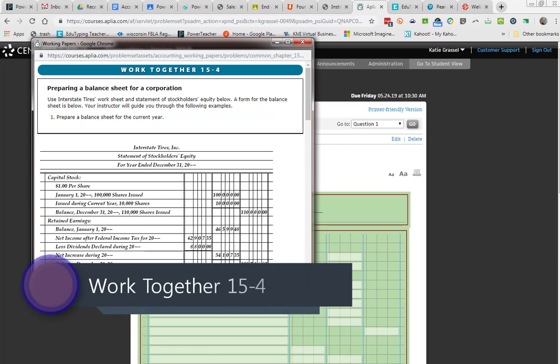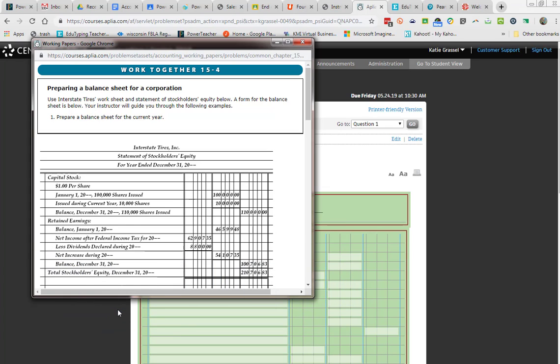All right. Work together, 15-4. Here's our directions. Use the Interstate Tires worksheet and statement of stockholders' equity below. A form for the balance sheet is below. Your instructor will guide you to the following examples. It says, prepare a balance sheet for the current year.